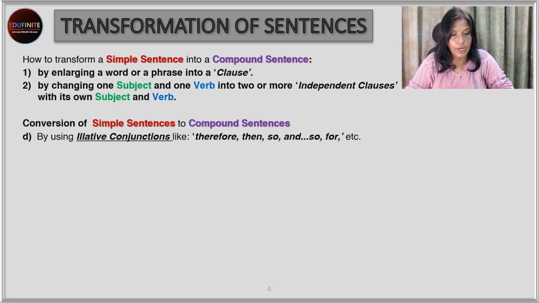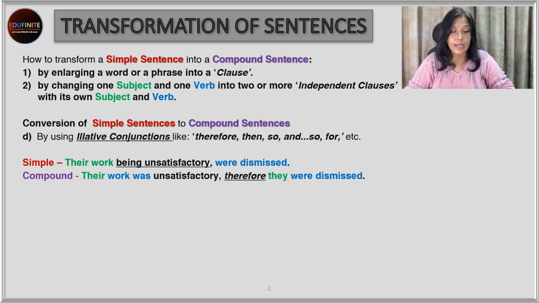So let's check out. The simple sentence, their work being unsatisfactory were dismissed. So they were dismissed, that is. Now the compound sentence, their work was unsatisfactory, therefore they were dismissed. So we are using therefore over here.